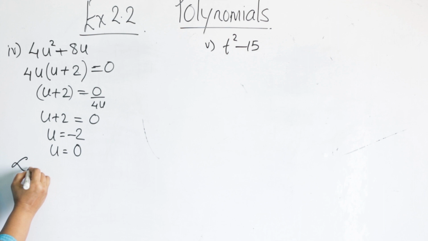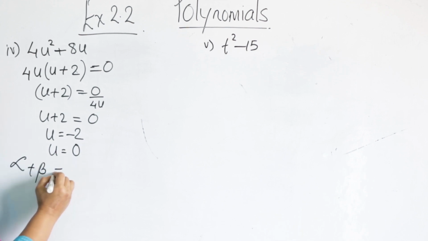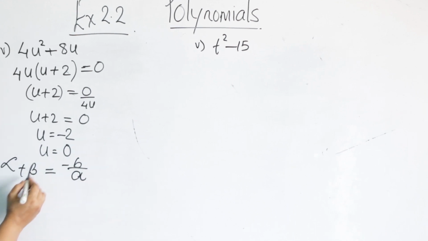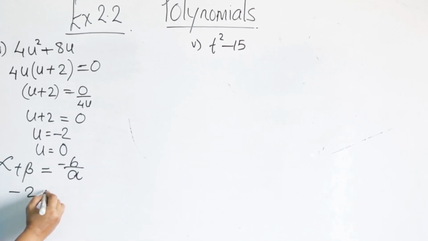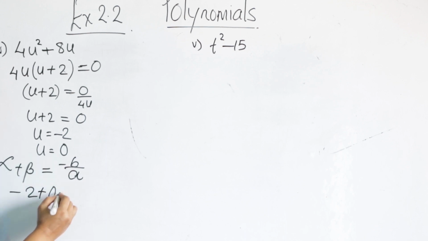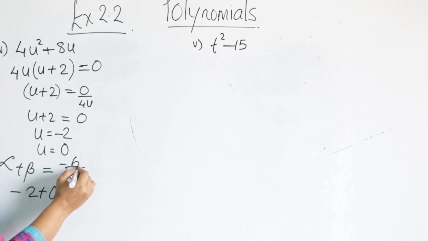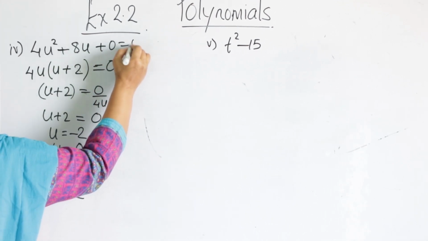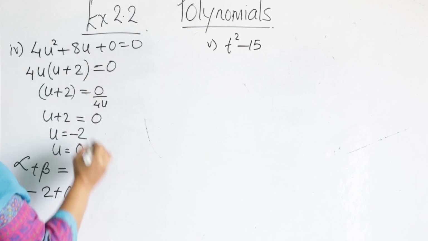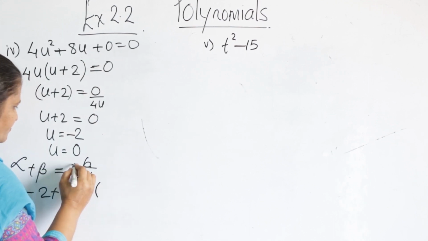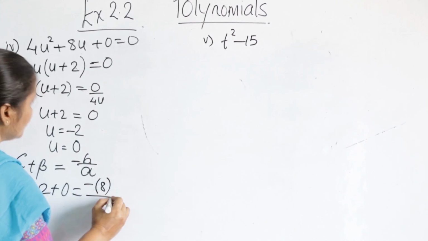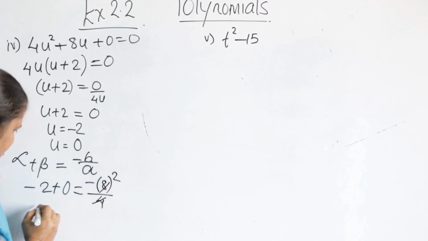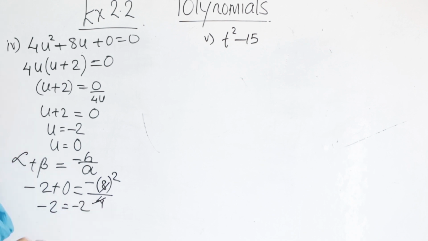Now let us check the relationship. Alpha plus beta is equal to minus b by a. What is alpha? Minus 2 plus 0. And what is b here? This is actually like this. So b is what? 8. Minus is of the formula, 8. What is a here? 4. So it is minus 2 equals minus 2.